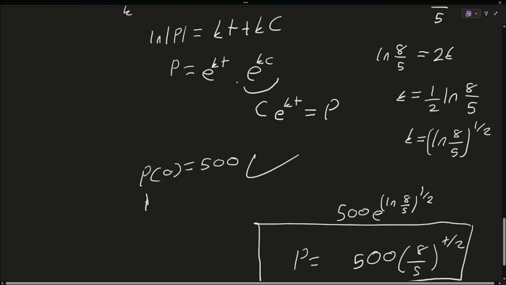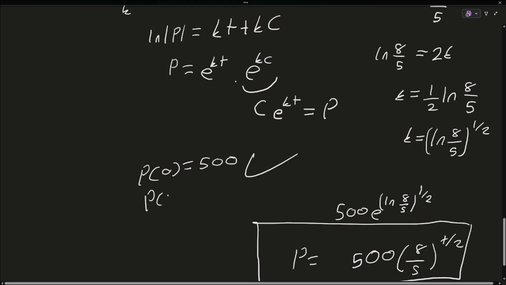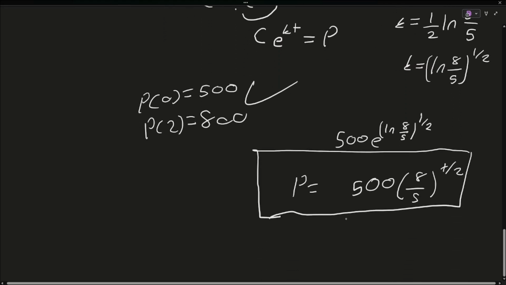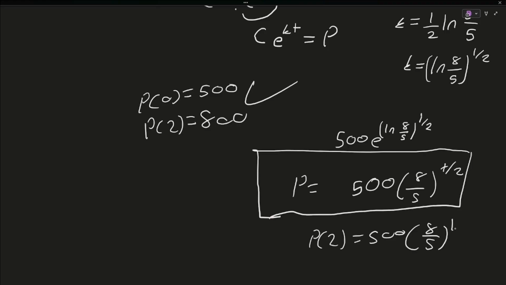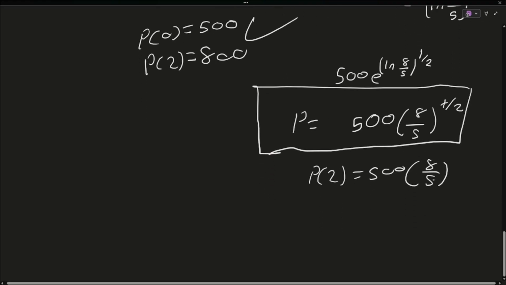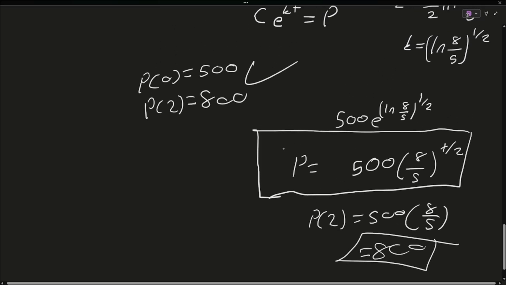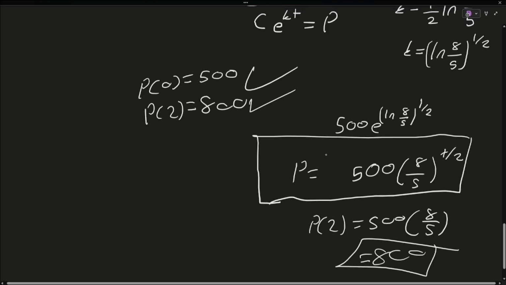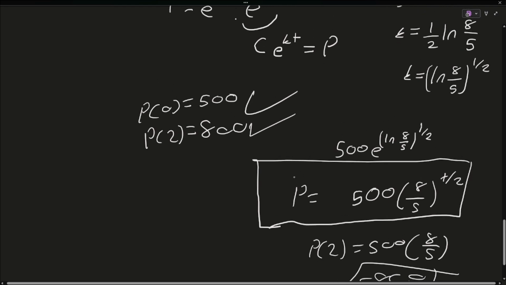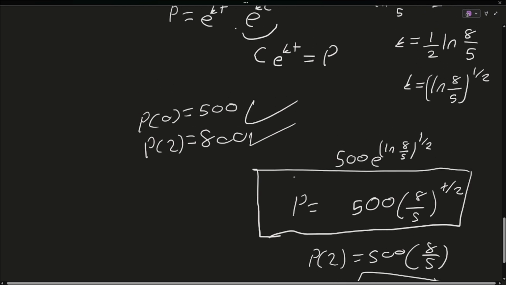Okay, p of 2 equals 800. Is p of 2 equal to 800? Well, yeah, because p of 2 will be what? 500 multiplied with 8 over 5. Okay, 2 over 2 is 1, so 8 over 5 to the first power, which is 8 over 5. And 500 times 8 over 5 is obviously 800. So it does satisfy this equation as well. This shows that we did not make a mistake, and this is the correct population growth expression in mathematical terms.